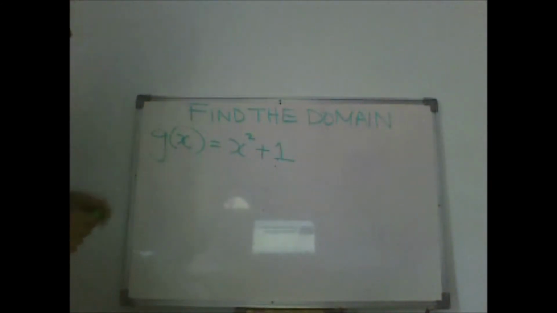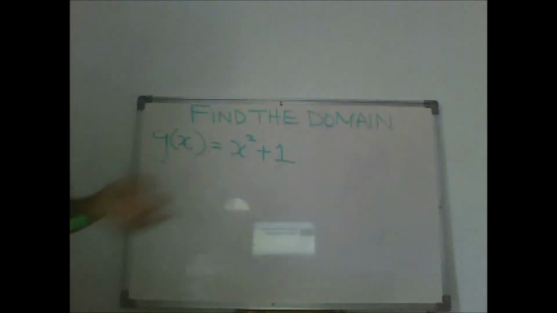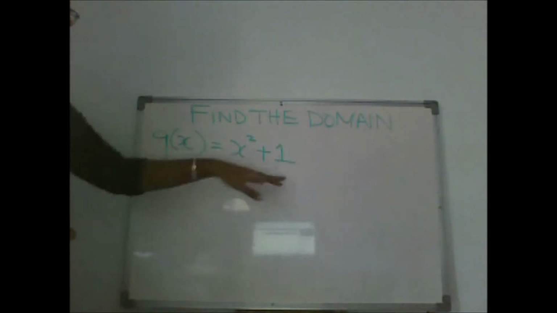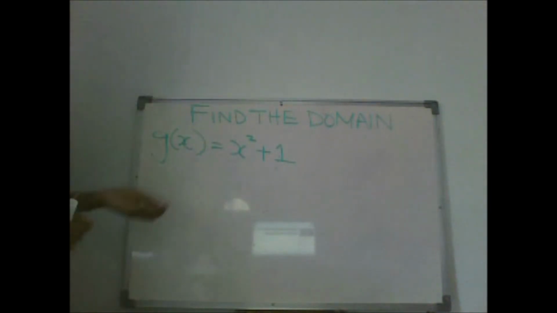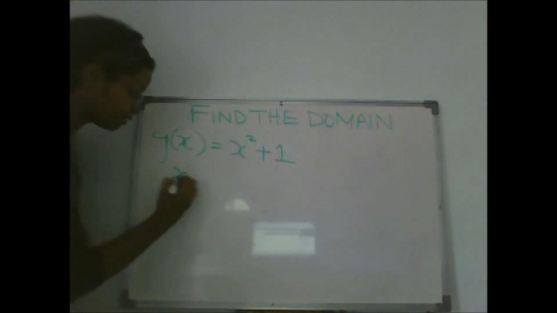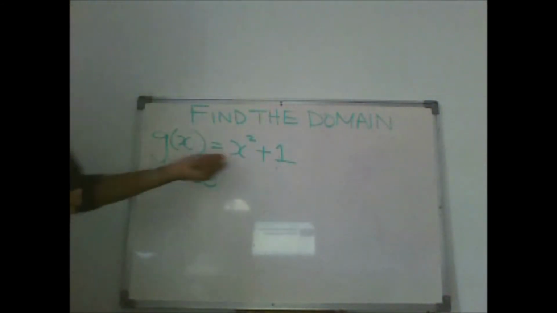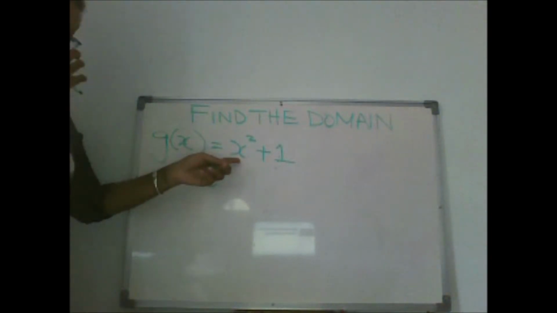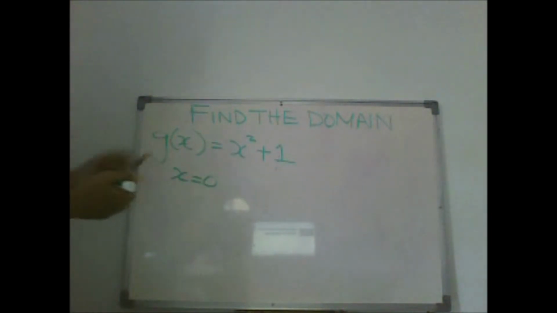Okay, so the next question we have is g of x is equal to x squared plus 1. Now, in this case, there's nothing fancy, there's no square root, no fraction or anything. So in this case, the domain would actually be all real numbers. So any number you use for x would be able to satisfy the equation. There'll be no problem. If we want x is equal to 0, 0 squared equal to 0 plus 1, g of x would be equal to 1, no problem.